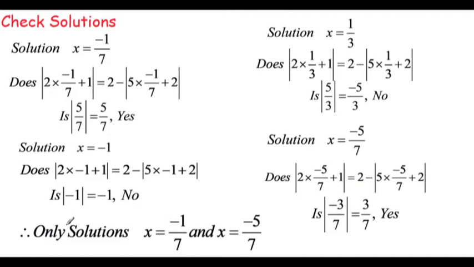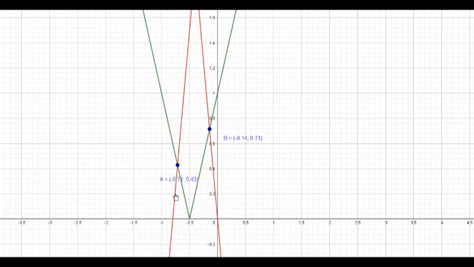That's okay. So our only solutions you can see here, x is equal to negative 1/7 and x is equal to negative 5/7. Let's just have a quick look at GeoGebra. If you have a look at GeoGebra here, you can see the 2 points of intersection are A and B here, and the green absolute value graph is the absolute value of 2x plus 1, and the red one is 2 minus the absolute value of 5x plus 2. As you can imagine, that negative sign turns it upside down.